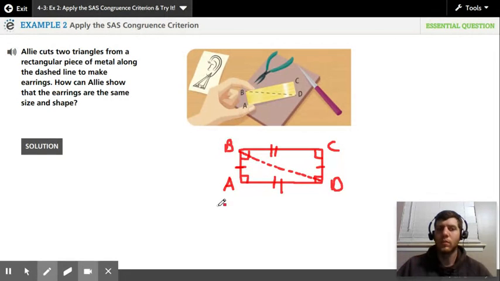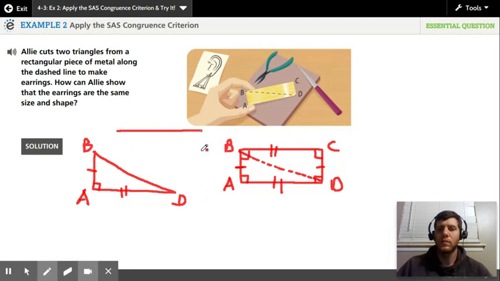Okay, so if I draw the 2 triangles separately, we're going to have B, A, D. Okay, and we know this is a right angle. And we have 1 hash mark on AB, and we have 2 hash marks on AD. Okay, and then if we draw this triangle BCD, so BCD, okay, CD is going to have 1 hash mark, and BC has 2 hash marks here, and we know this is a right angle.